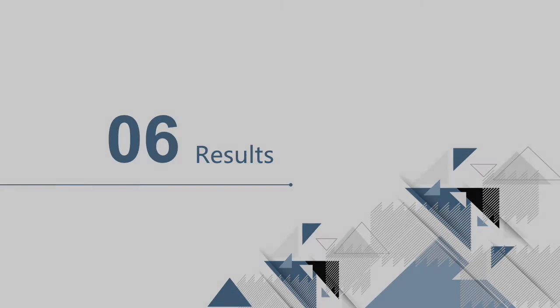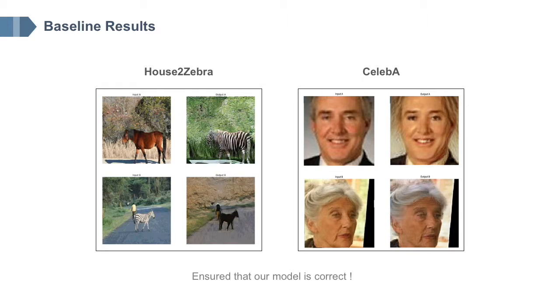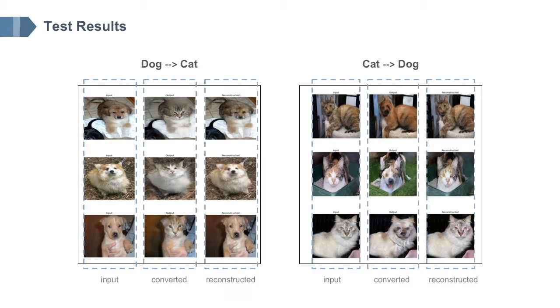After setting all training parameters, we train the model on the baseline dataset first. From the result images, we can see that our model is generally correct. Then we train and test on the Cat2Dog dataset. Looking at the results, we get acceptable conversion and reconstruction. After conversion, dogs obtain some features of cats like small nose and soft texture. Meanwhile, cats get black nose and long face.